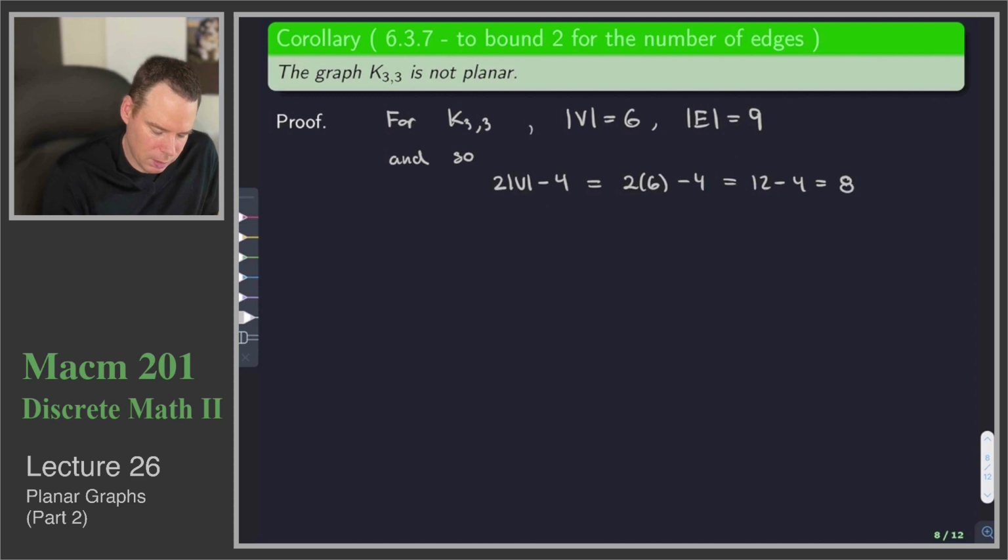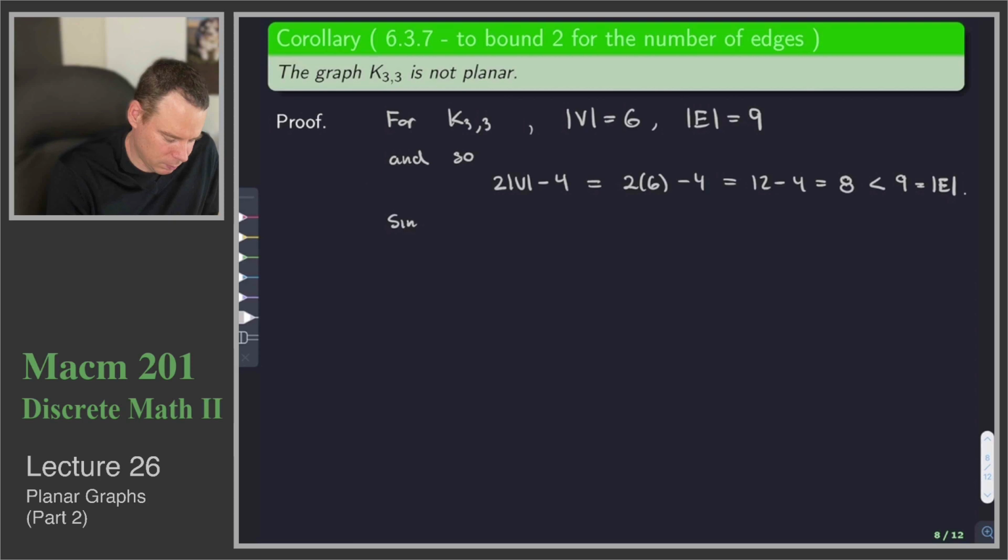And that is smaller than 9, which is the size of the edge set. So the edges, there's just one too many in order to satisfy that formula. We're just one more than what the formula is telling us. If it's to be planar, then we have to have at most 8 edges, but we've got 9.